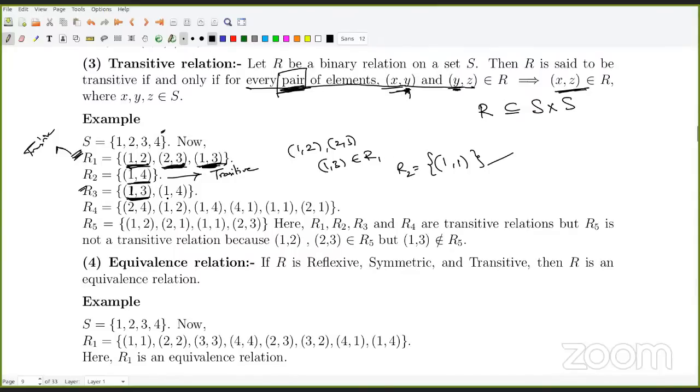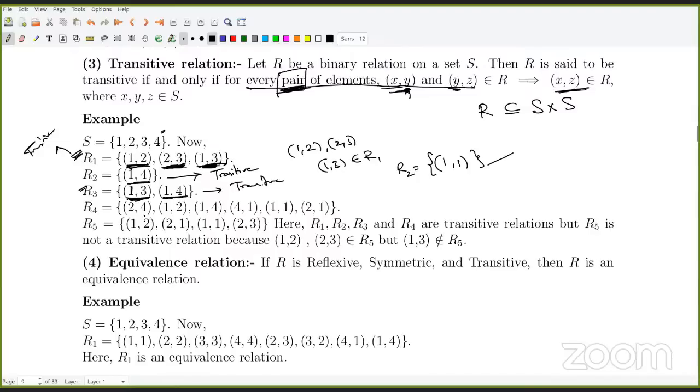Okay. Same goes with (1,4). If I choose (1,4) as my first element (x,y), there is no other pair which starts with 4. Correct? So there is no need to check for the third element. So with respect to this, it is transitive.